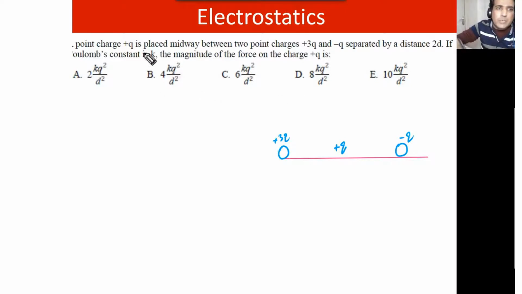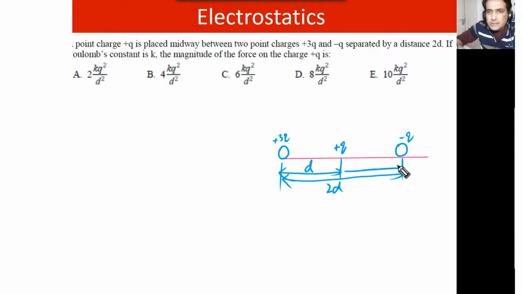Okay, here, for this one you need to understand: a point midway between two charges, plus 3q and minus q, which are separated by a distance 2d. We have these two charges placed here, and the point is placed midway. So this distance is equal to 2d, this distance will be d, and this distance will also be equal to d.